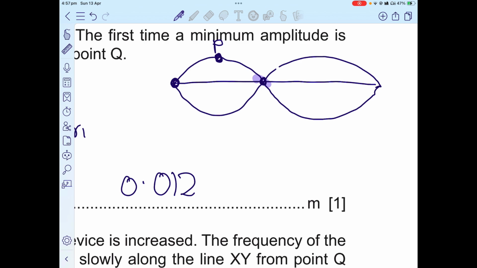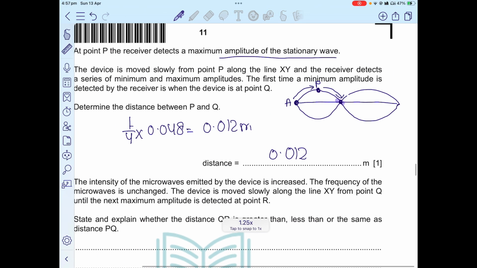For example, let's take this point, which is, let's say, point A. So this is a minimum point. The next point to this would just be a maximum. There is a quarter of a wavelength, because till here it would be half of a wavelength. So obviously AP is a quarter of a wavelength, and that's how we get it.